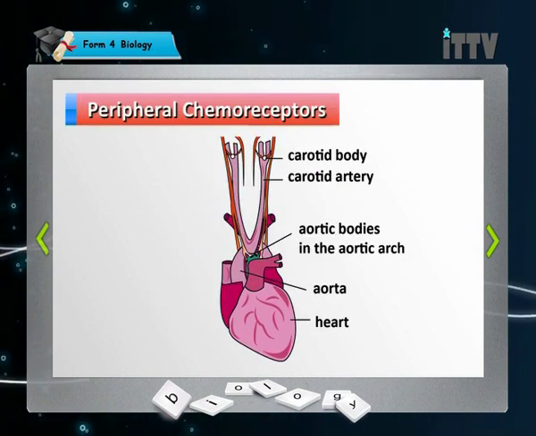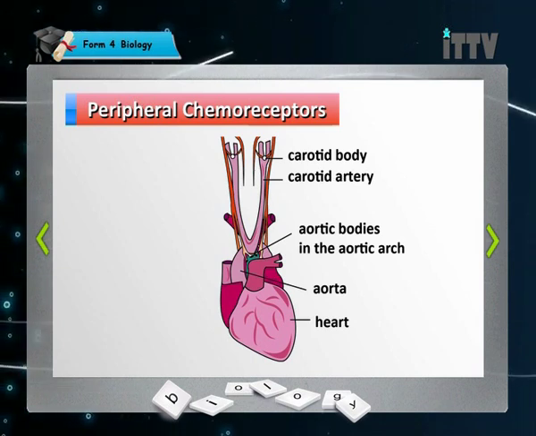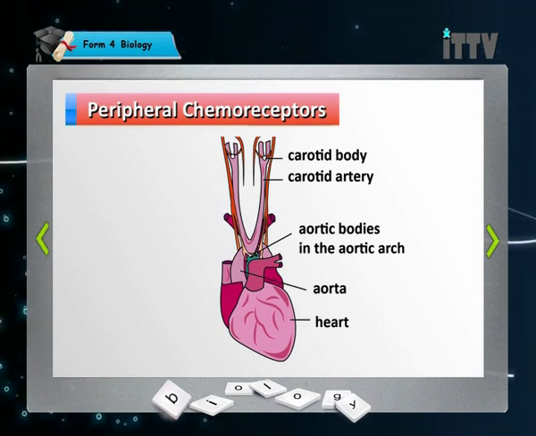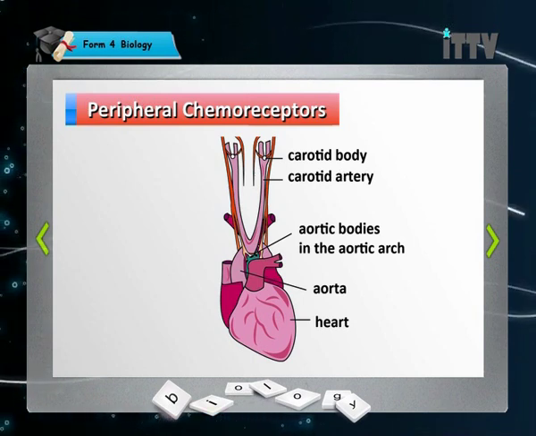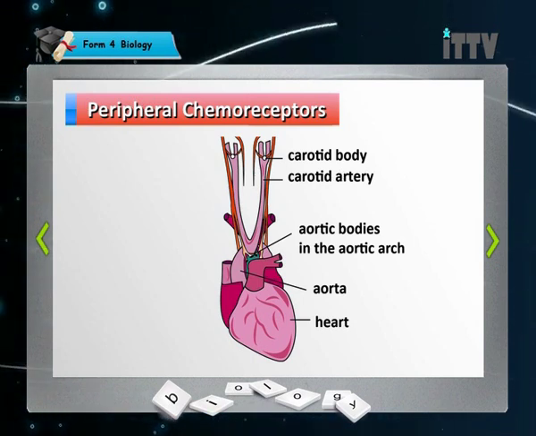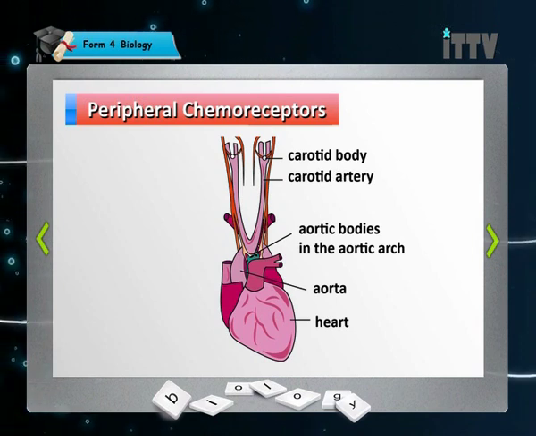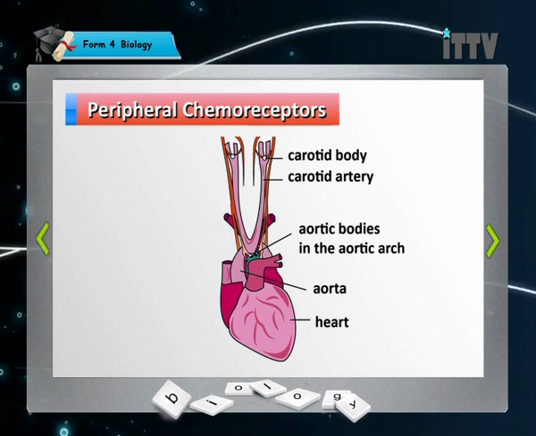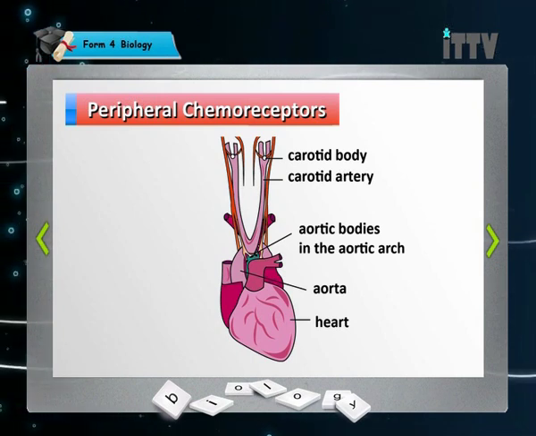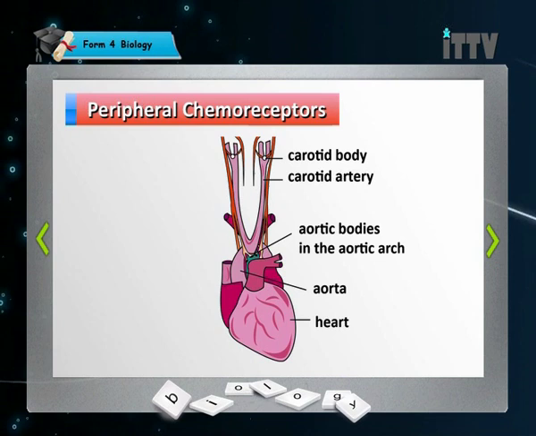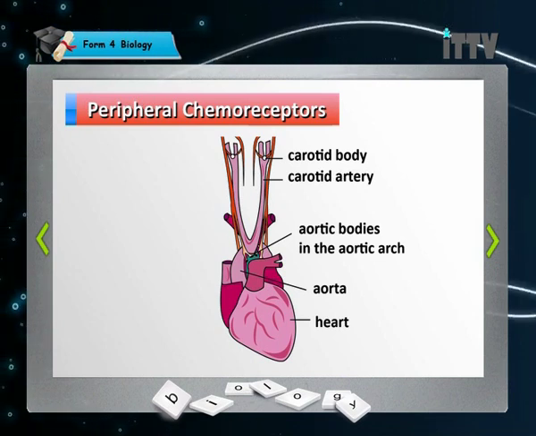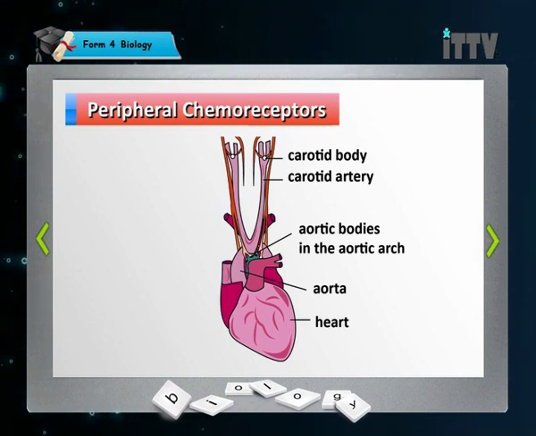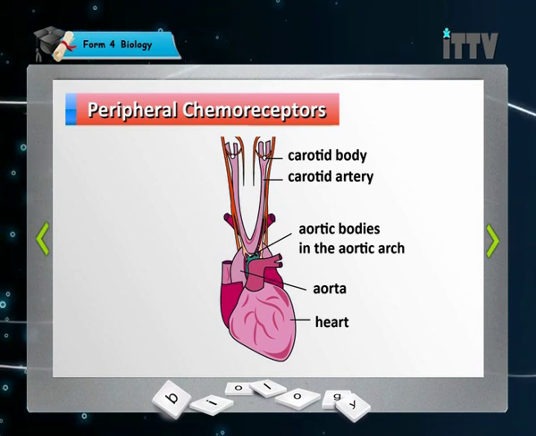Next diagram, you can take a look at the location of the peripheral chemoreceptors. The peripheral chemoreceptors are kept in two locations, and the chemoreceptors are contained in a body known as, first, the aortic bodies found in the aortic arch. Can you take a look? Good. Next up will be the carotid bodies, which are found at the carotid artery of the human being. So you can observe that as well.